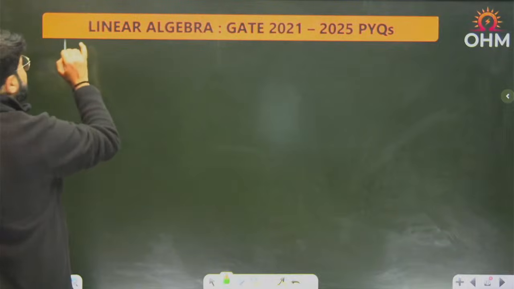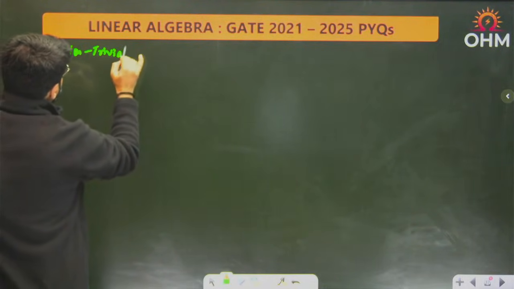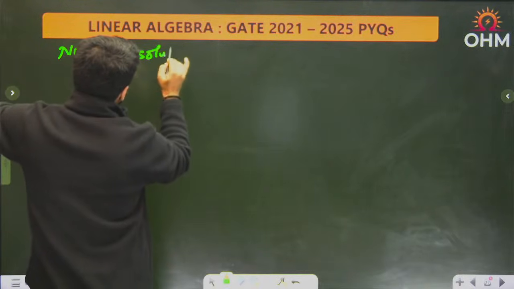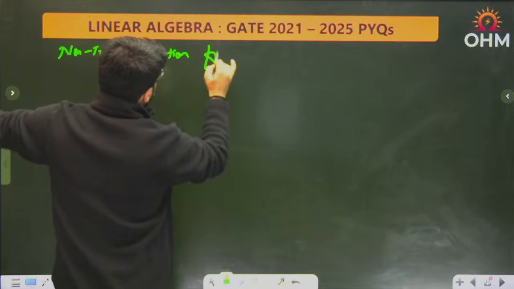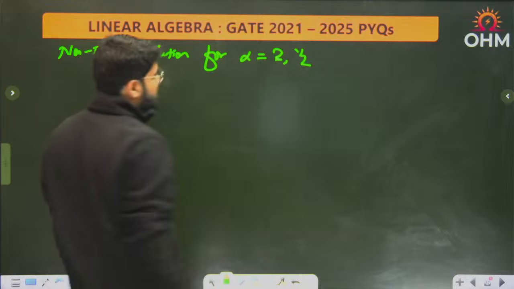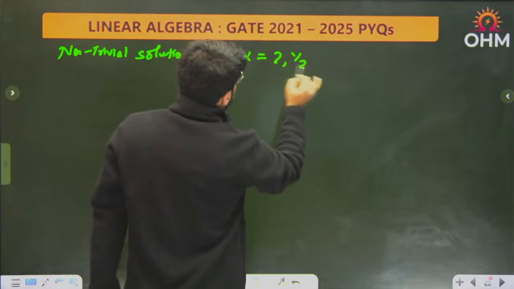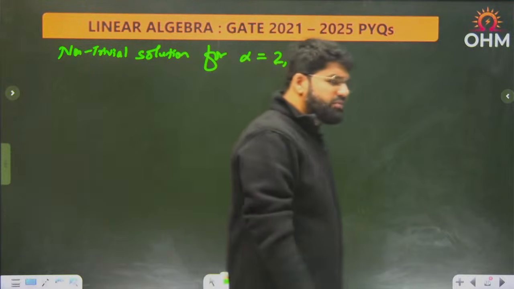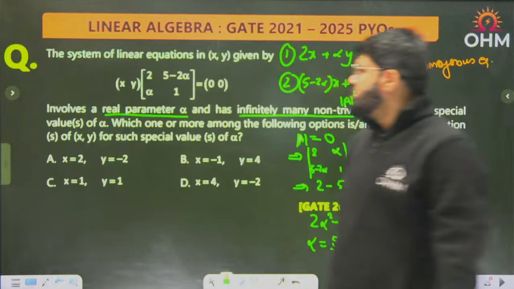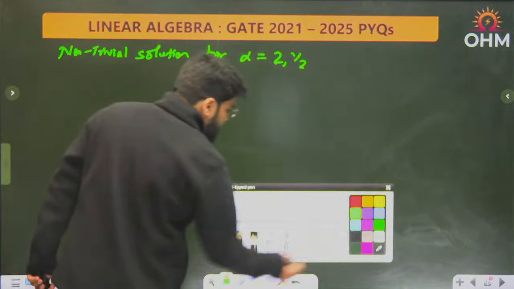The first thing is, the system of equations will have a non-trivial solution for alpha equal to 2 or 1 by 2. These are the two special values of alpha. The question says it has a non-trivial solution only for some special values of alpha, and these are the special values. Now, for alpha equal to 2, how will the equation look?